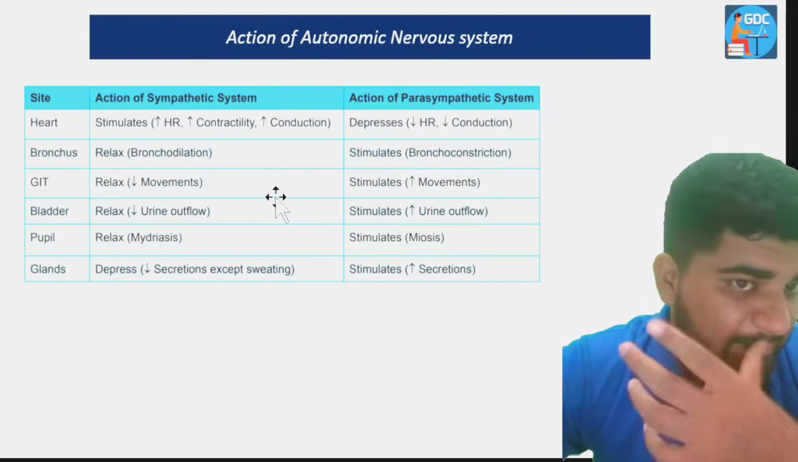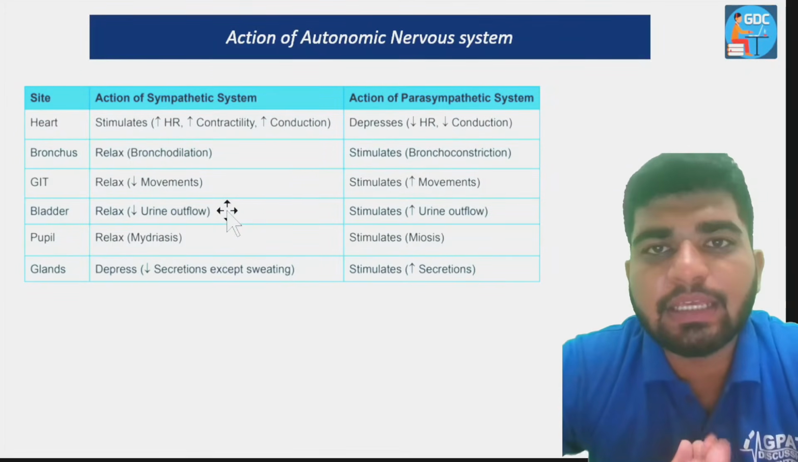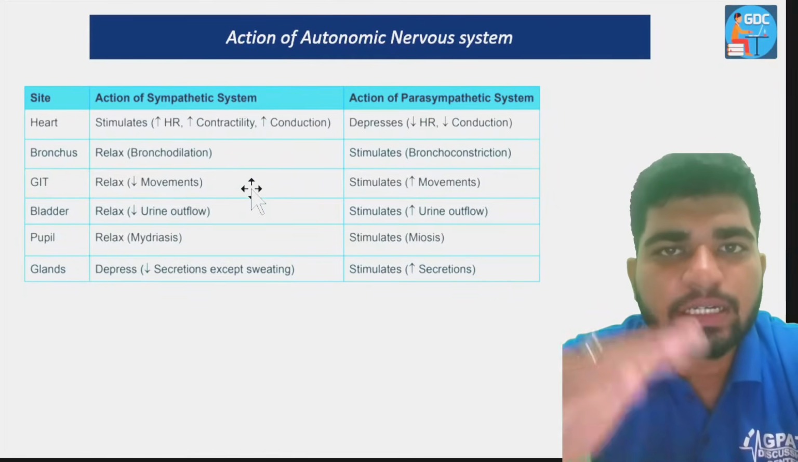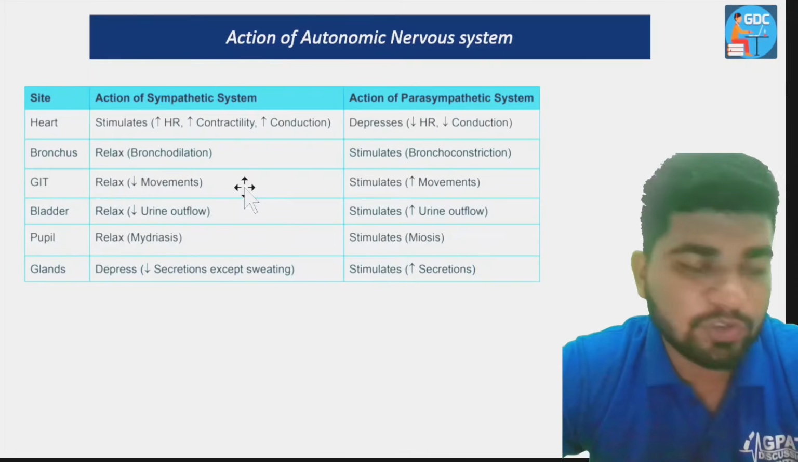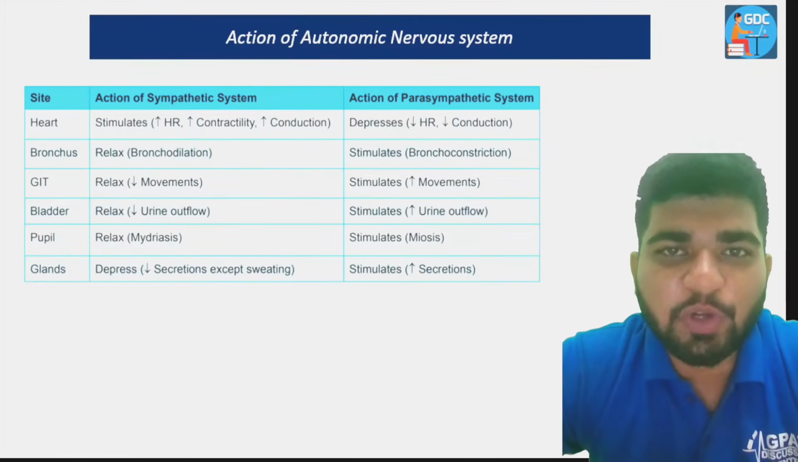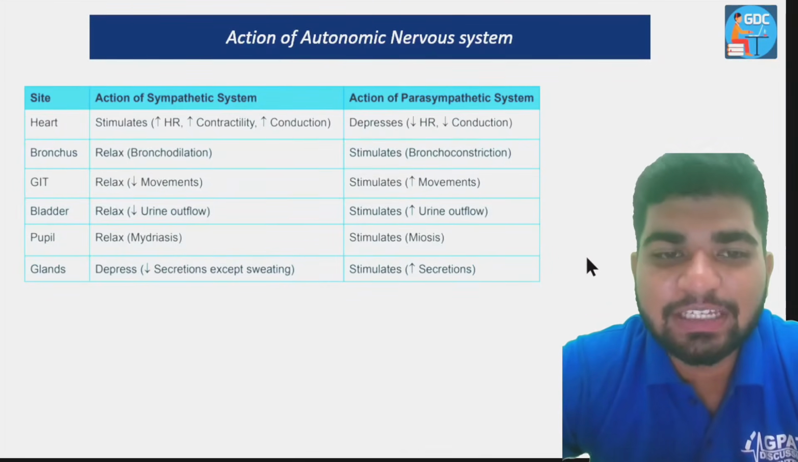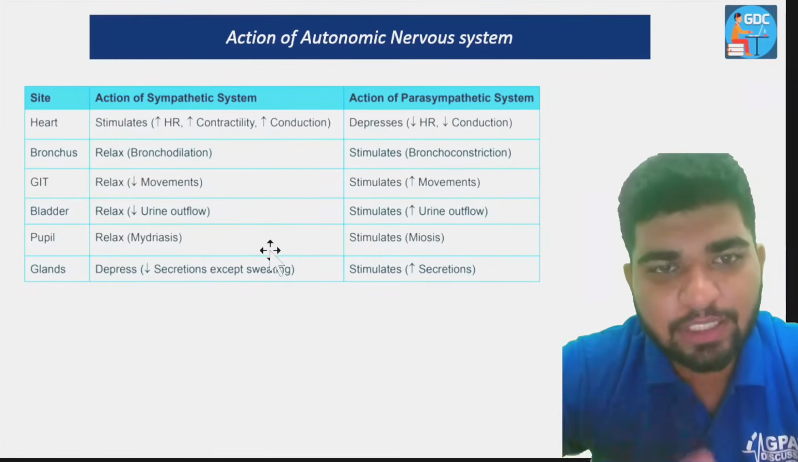Okay, so what about the GIT? The motility, the defecation process, and the urination process also decrease at the time of the sympathetic nervous system. So when you see a lion on the road or somewhere, you may see a snake. At that time you will be in a stress condition. You don't have time to pee. No, you don't have time to defecate. So at that time, the GIT movements will be slowed down.